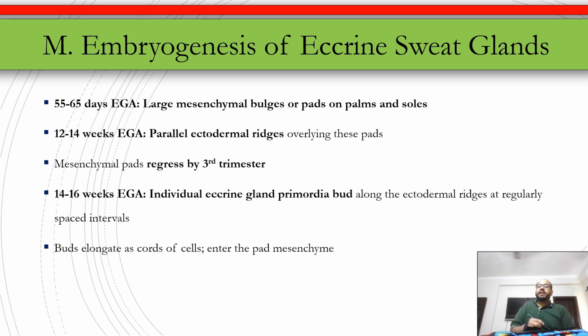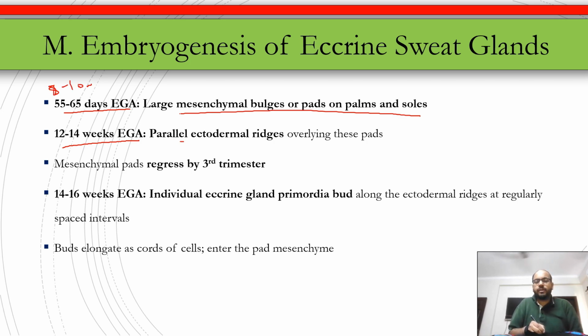Now, embryogenesis of eccrine sweat glands. At 55 to 65 days EGA, large mesenchymal bulges or pads develop on palms and soles. Okay. At 12 to 14 weeks, which is roughly, you could say approximately 8 to 10 weeks, parallel ectodermal ridges develop overlying these pads, and these ectodermal ridges give rise to the fingerprints.